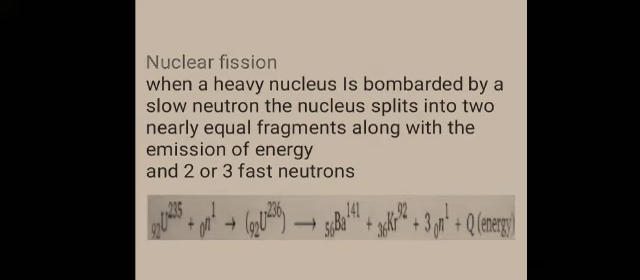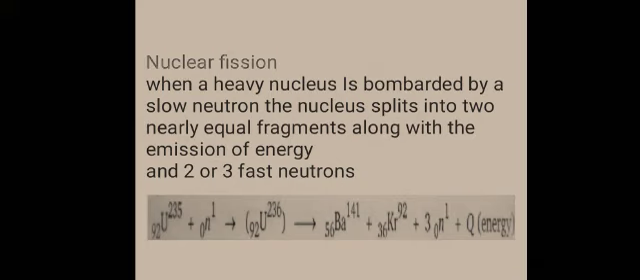So when a heavy nucleus, for example, we can consider the heavy nucleus as uranium-235, is bombarded with a slow neutron, thermal neutron, what happens? That is n0, n1 gives an unstable uranium-236 nucleus. Since it is unstable, what will happen?